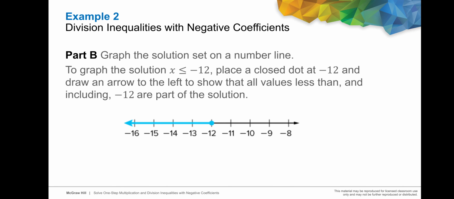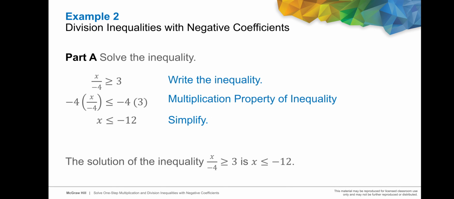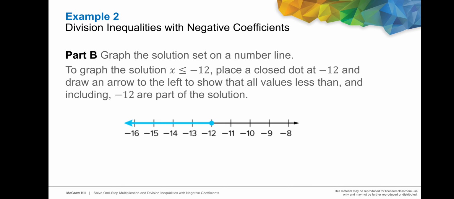Now, how to graph it? I will put a closed circle, a filled circle, on negative 12, and then the arrow goes to the left. Why? Because we said x is less than or equal to negative 12, so it's going to the left side.